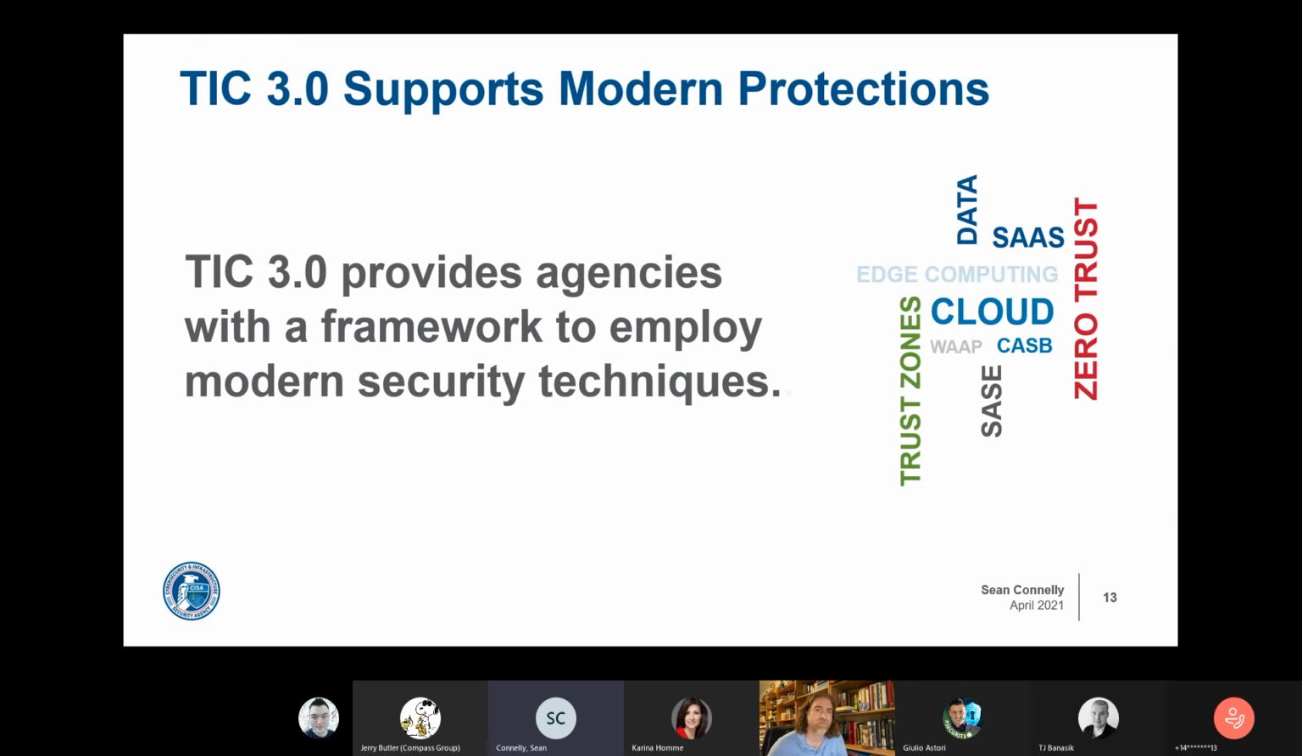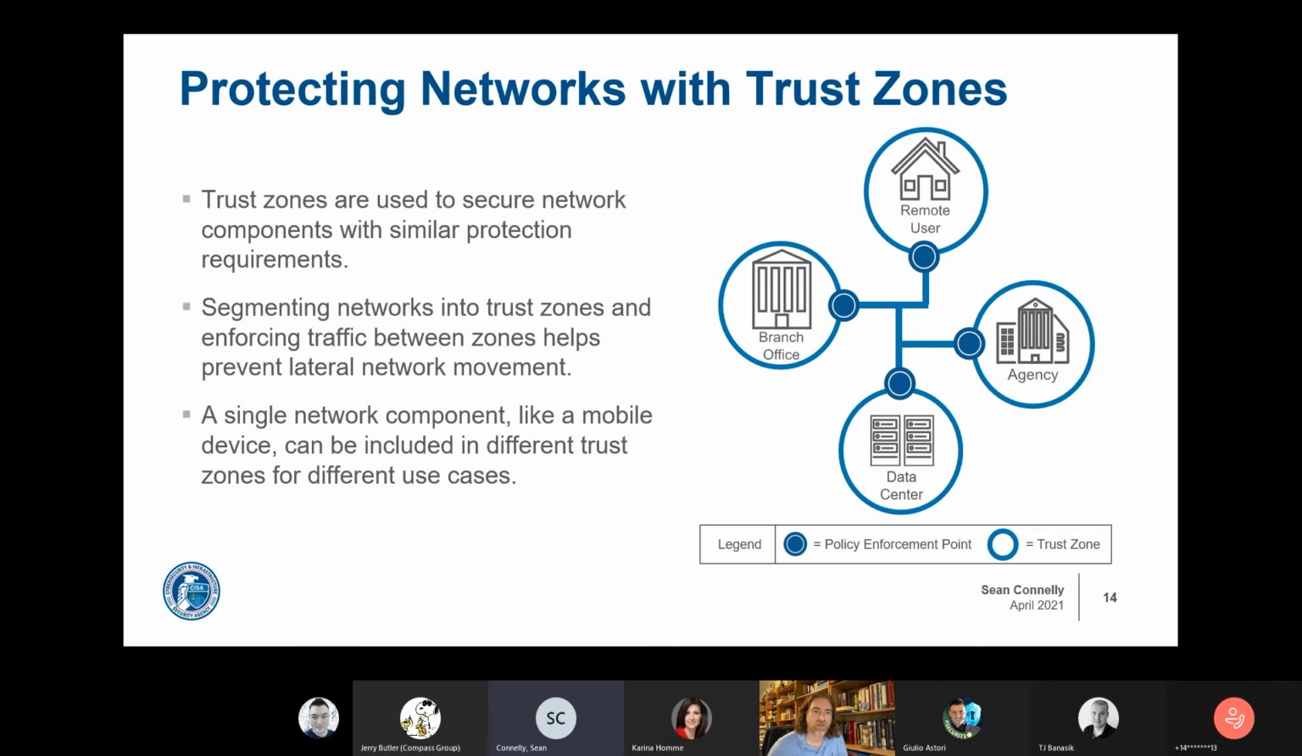Next slide, please. So, protecting networks with trust zones. One of the ideas we introduced in the new guidance is the concept of trust zones. A trust zone is a logical boundary placed around a computing environment. The trust zone concept is intentionally abstract, allowing the agency the flexibility to shrink or expand that zone to properly secure the embedded computing resource. For example, a trust zone can be the agency's entire network, as in the old TIC 2 paradigm. Those examples will show in the following slides.